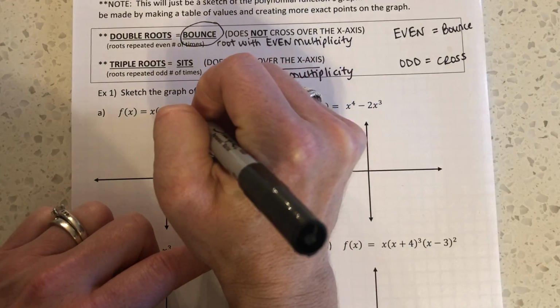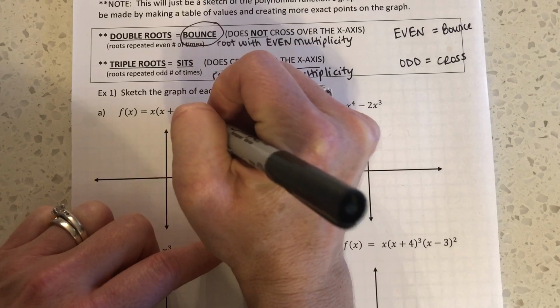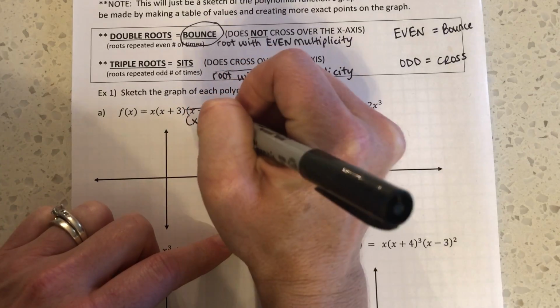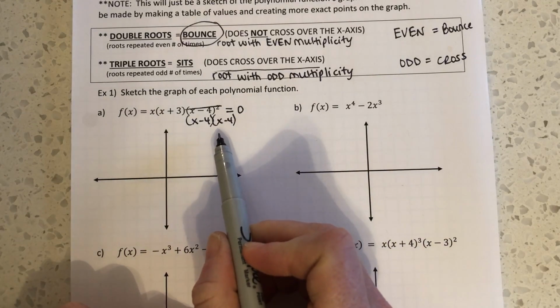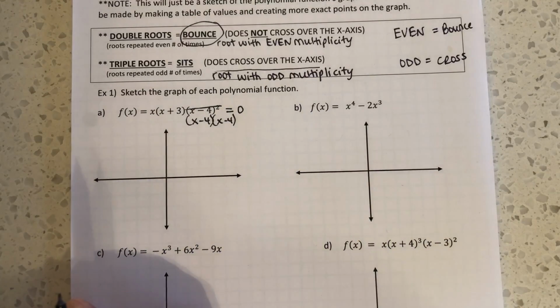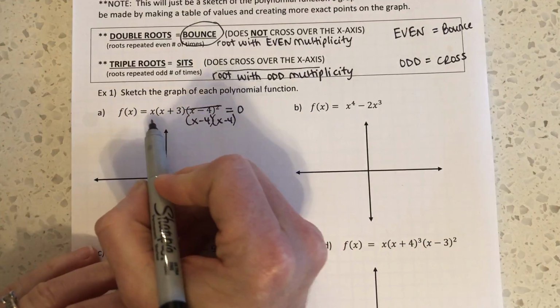So I like to write it out. I like to expand it. This is really x minus 4 times x minus 4, because that's how many factors of x minus 4 you have when that factor is squared. All right, so now let's set each factor equal to 0.